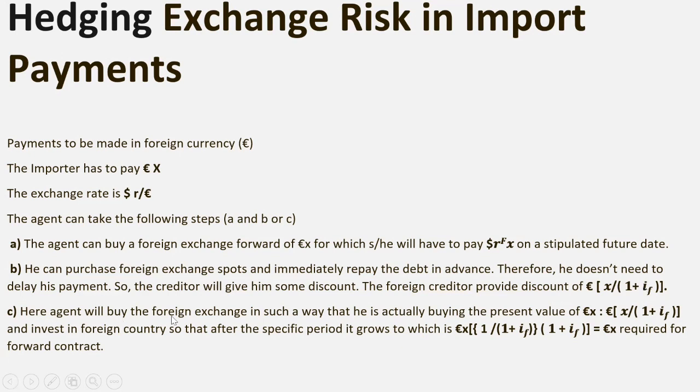Here, the agent will buy the foreign exchange in such a way that he is actually buying the present value of euro X divided by 1 plus IF, and invest in foreign countries so that after the specific period it grows to euro X into 1 divided by 1 plus IF into 1 plus IF. Mathematically, it equals euro X required for the forward contract.